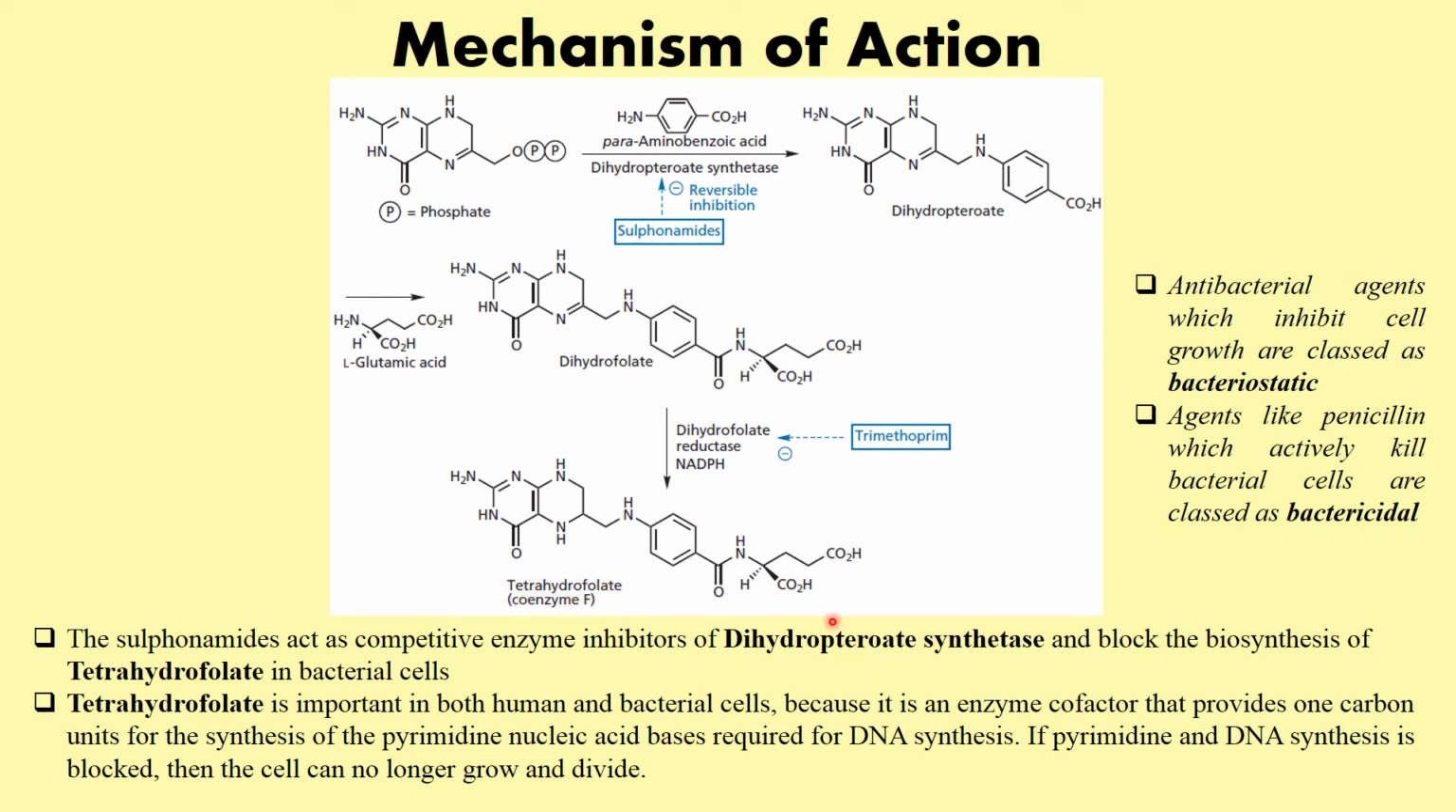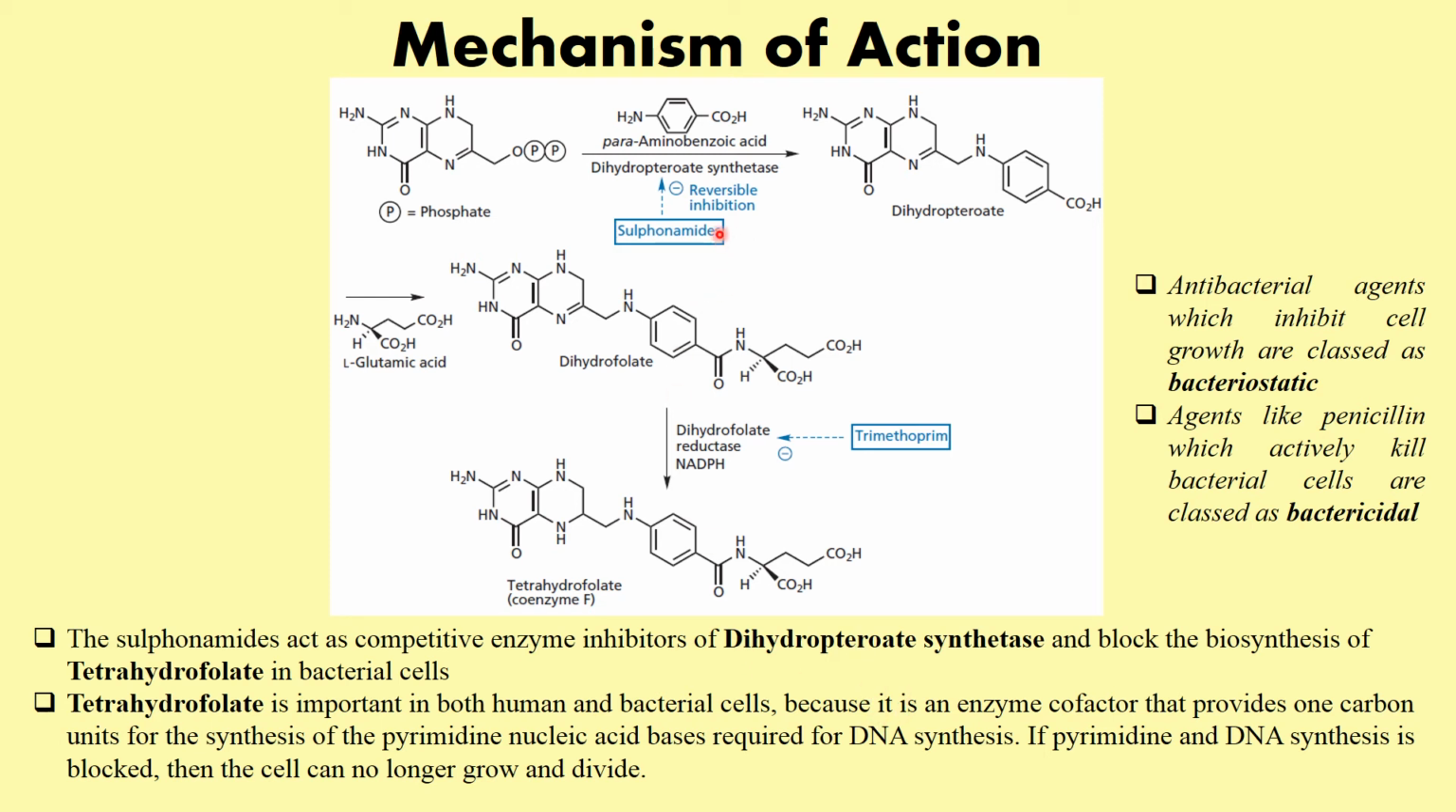Again, I'm reiterating this point. This cofactor provides the one carbon unit that is required for the pyrimidine nucleic acid base, which subsequently is required for DNA synthesis. So it means that if we can somehow inhibit the formation of this tetrahydrofolate, then we can inhibit the formation of DNA, or the pyrimidine base, and then subsequently the cell can no longer grow, it will not divide. So that is how we inhibit the cell growth. That is how this particular drug acts.